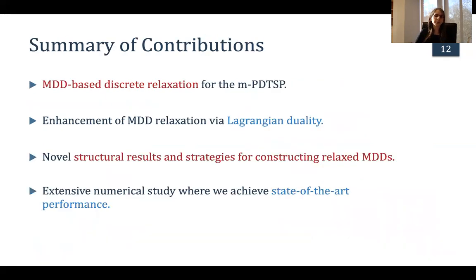So to summarize, we present an MDD-based discrete relaxation for this vehicle routing problem, the MPD-TSP, which has the MDD relaxation strengthened via Lagrangian duality. We present novel structural results and strategies for constructing relaxed MDDs, and we have an extensive numerical study where we achieve state-of-the-art performance.